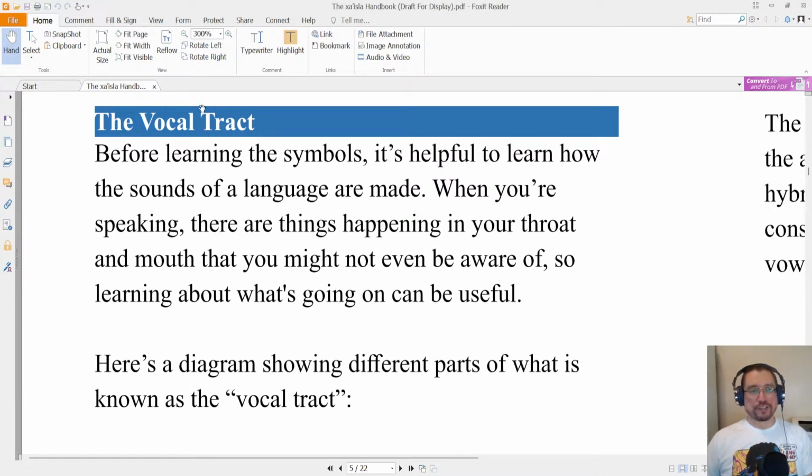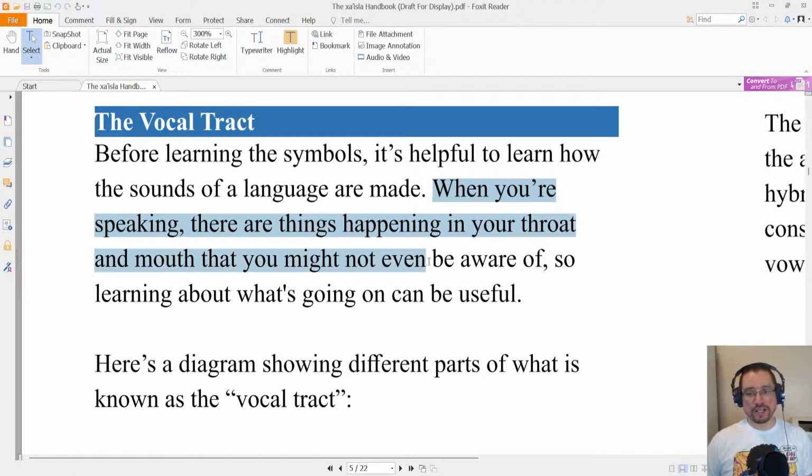So this section deals with the vocal tract. So just reading along here. Before learning the symbols, it's helpful to learn how the sounds of a language are made. So when you're speaking, there are things happening in your throat and mouth that you might not even be aware of. So learning about what's going on can be useful.